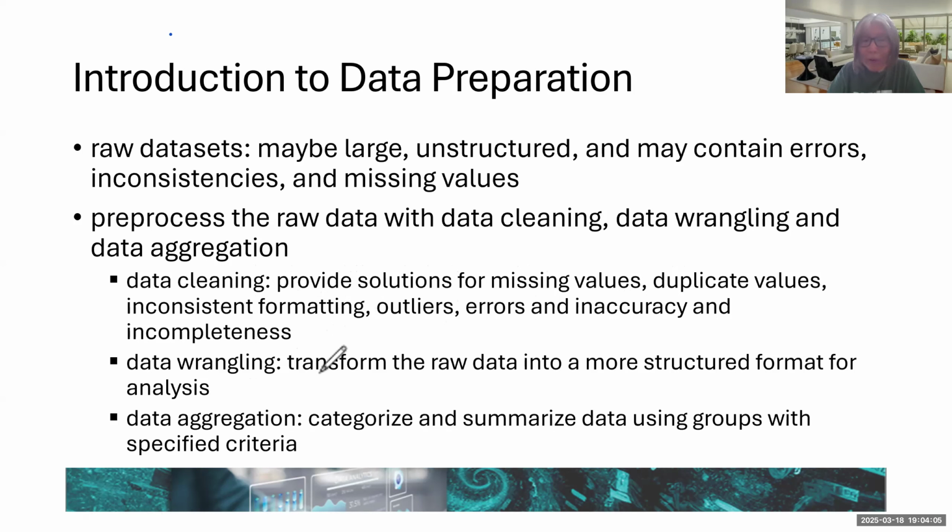For wrangling, wrangling is to transform the raw data into a more structured format for analysis. Okay, so this is more regarding transformation. For data aggregation, it's to do categorization and summarization. Okay, using groups with certain specified criteria. And in the previous chapter, we also learned some for data aggregation. Same thing for data wrangling. Okay.